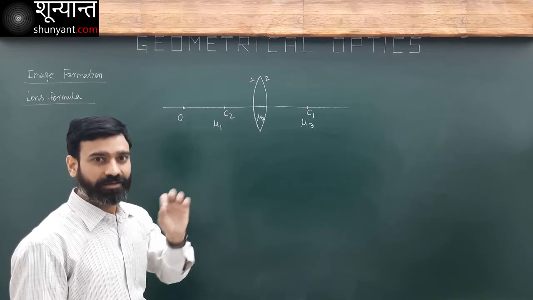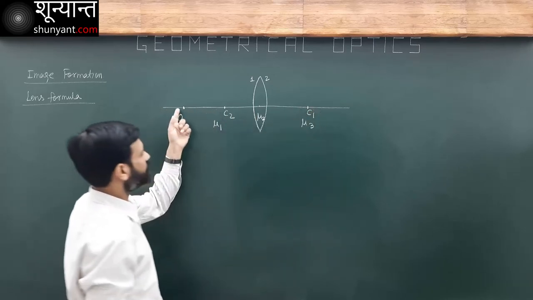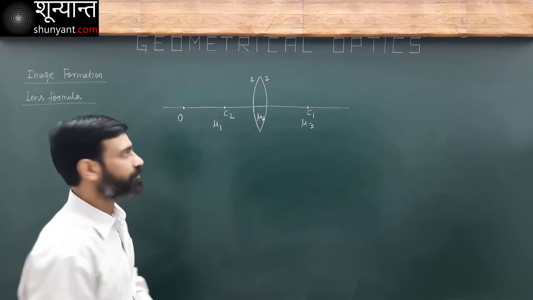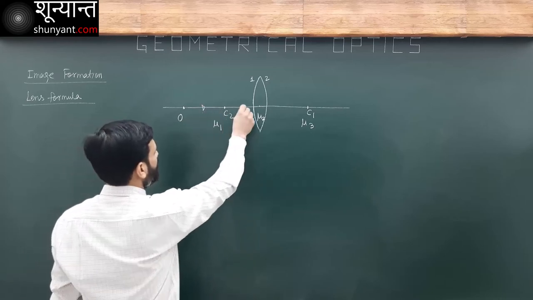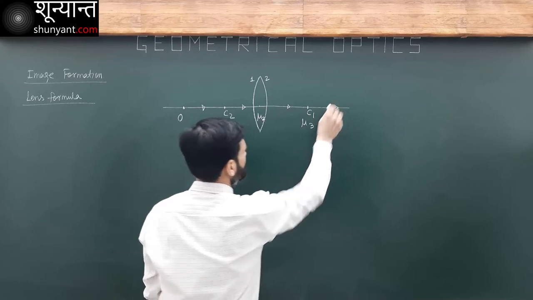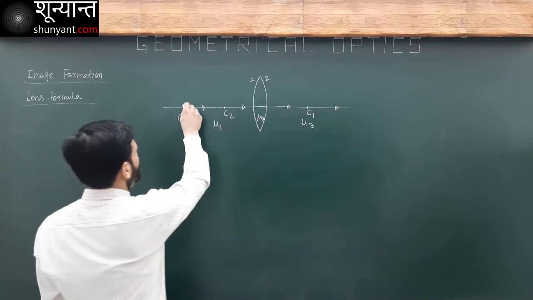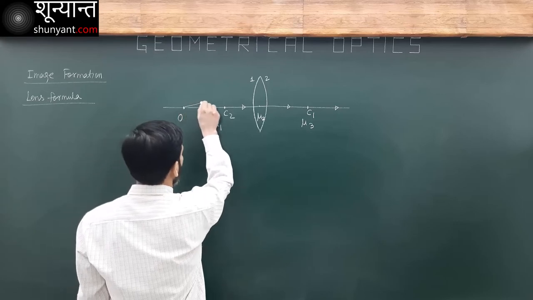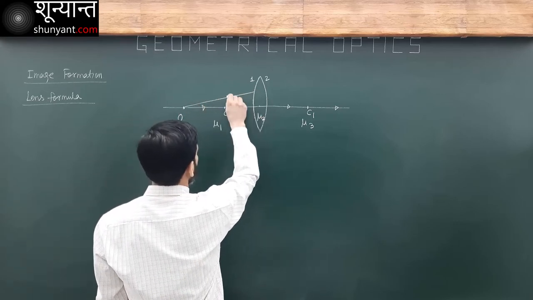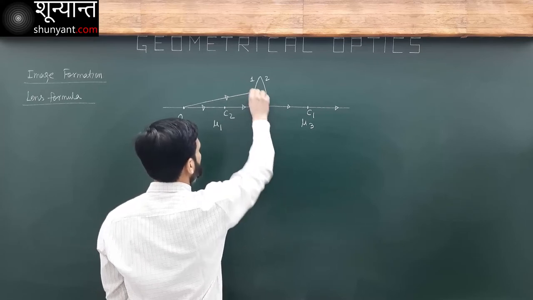I need two light rays. This is the principal axis joining both centers, so this is a common normal. I will take one light ray along this common normal. It will pass undeviated. I need one other. Let's say that I will take this general light ray like this. Light hits this surface here.